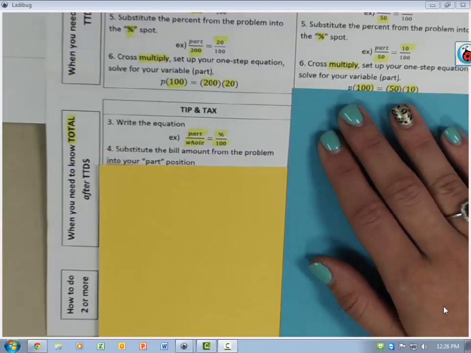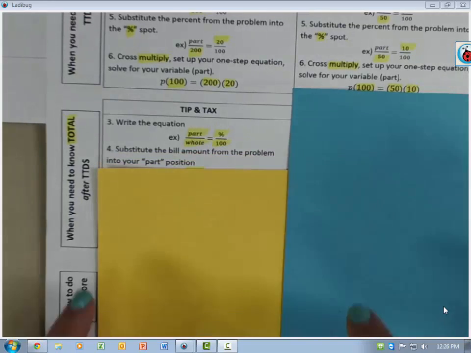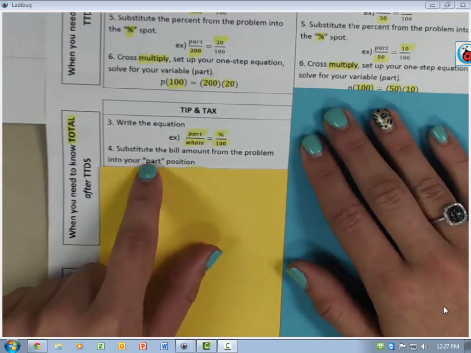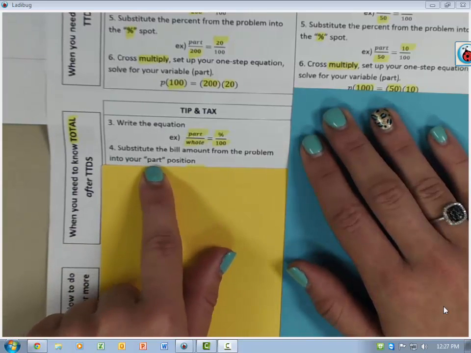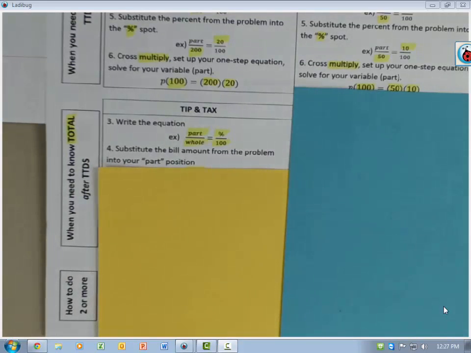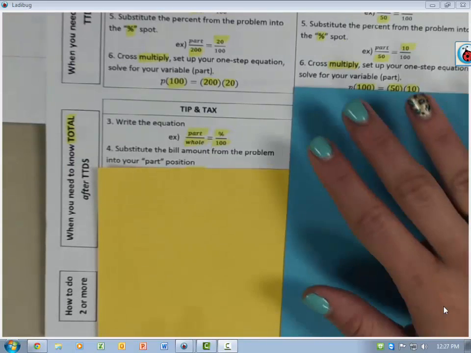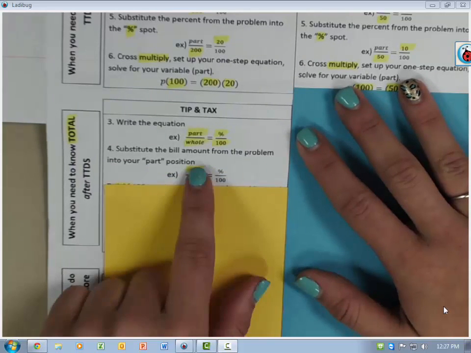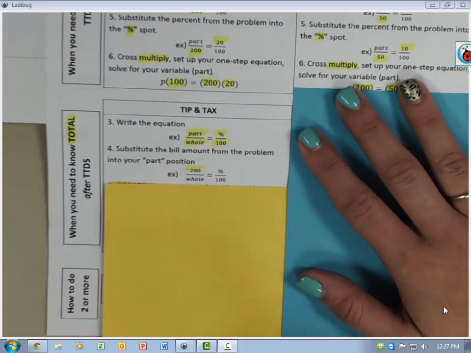Then this one's a little bit different. Look, this time we're not going to be substituting the bill amount into the whole position. We're going to be substituting into the part position. That's because, guys, it wants to know after. So this bill, that's not how much you're going to pay in all, right? Because you have your bill and then you have how much you're going to pay after your tip or tax, okay? So that's why it's a part of it. You're not paying the whole thing with just the bill. Now you have to pay the bill and the tip, and we're using the same example from above. So we want to substitute that 200 into the part position now.